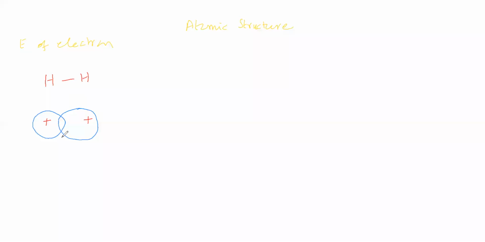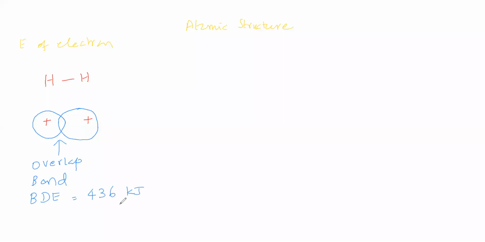Now here overlapping takes place. Due to overlapping, a bond is produced. Overlapping takes place between these two atoms, therefore a bond is produced, we can say. Now here the bond dissociation energy is equal to how much?